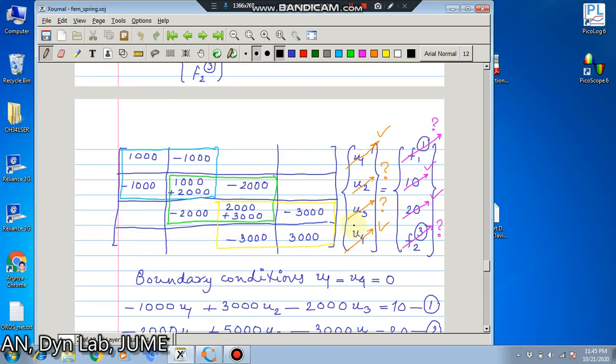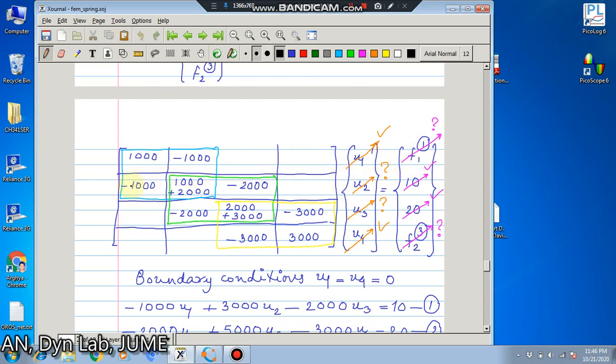So this is the equation. But if you just carefully notice that u1 is 0 and u4 is 0, so u1 is known and u4 is known, but F1 of 1 is the reaction force which is to be determined. F2 of 3, that is also the reaction force which has to be determined. On the other hand, these 10 and 20, the external forces, these are known, but these displacements are not known. So if you want to solve the matrix, just like simultaneous equations which you solve, the right hand side is not fully known.